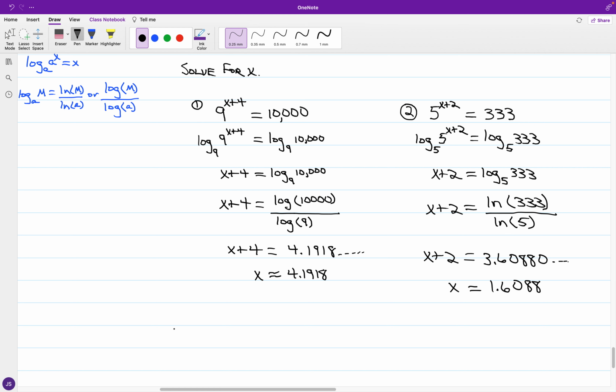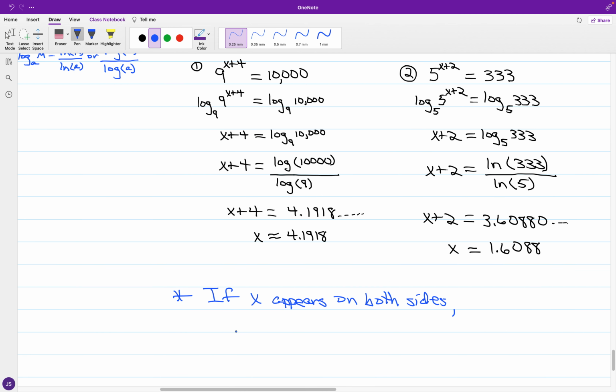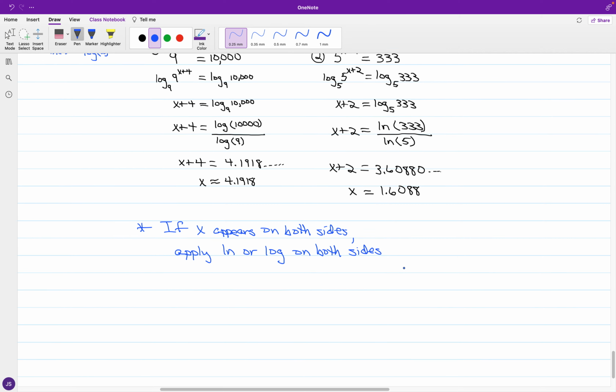Now, here's a rule of thumb. If x happens to appear on both sides, you're going to apply ln or log on both sides. And just to give you a bit of a backdrop.